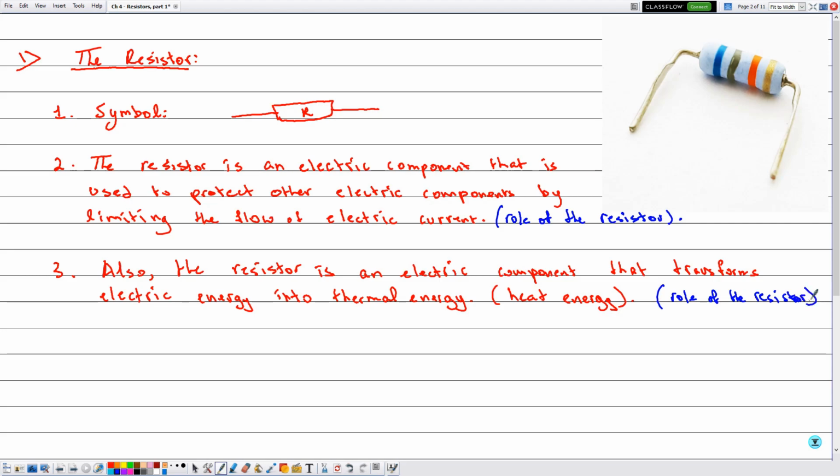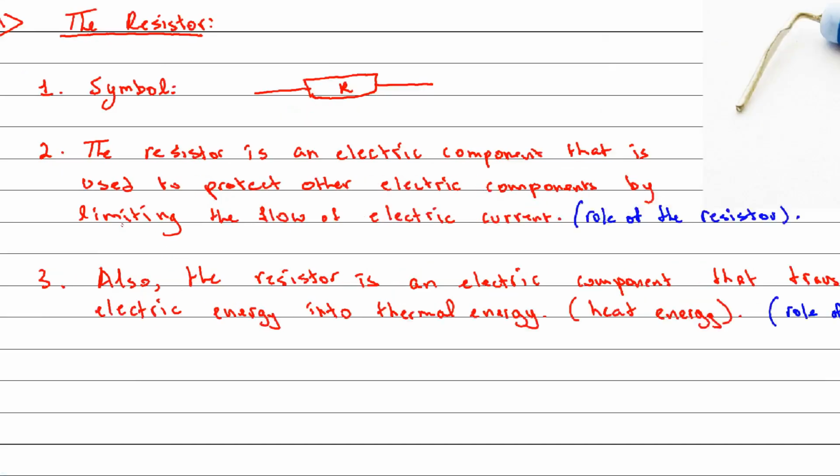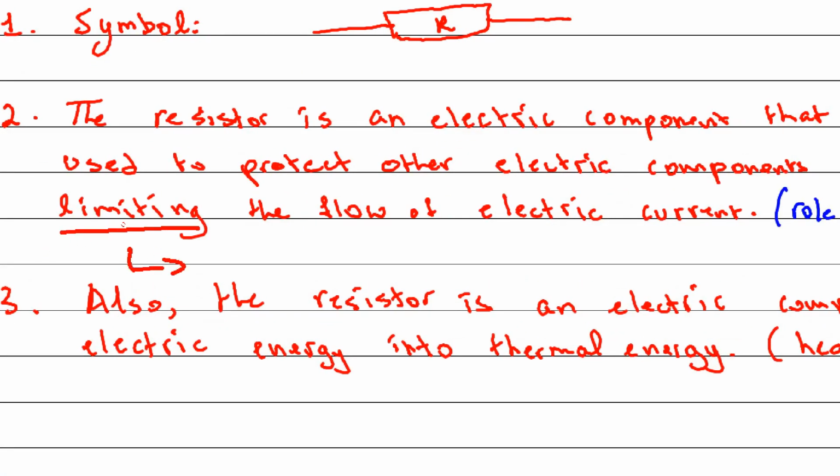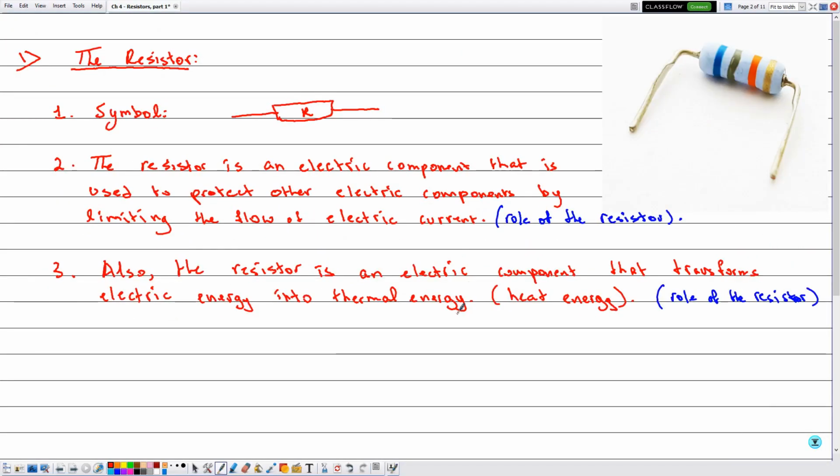Then the resistor has two roles: either to protect other electric components by limiting the flow of electric current, and by limiting I mean that the electric current decreases. Then this is the first role, and the other role is that it transforms electric energy into thermal energy.